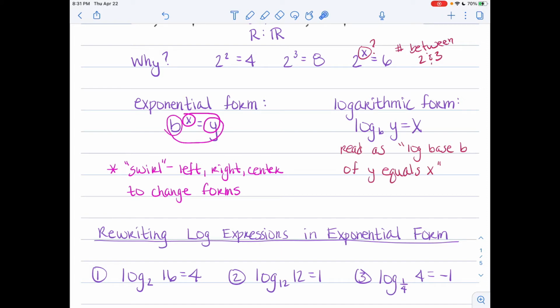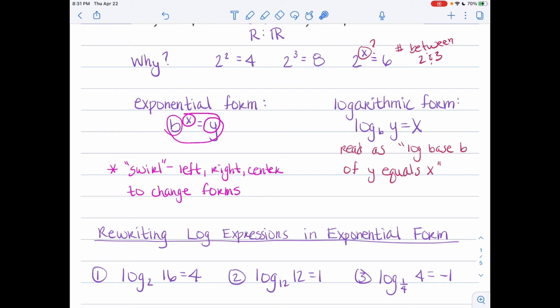Notice that if we wanted to take this form and write it in log form, b is the first variable or possibly number I'm going to come across. So this b on the left becomes this. Swirl to the right, the y goes next. Swirl again to the center, and that's on the other side of the equation as an equals x.